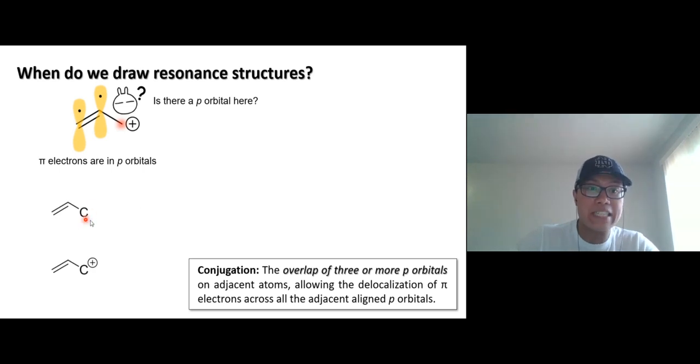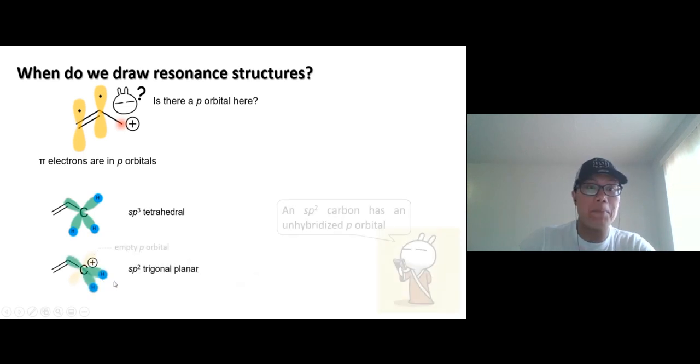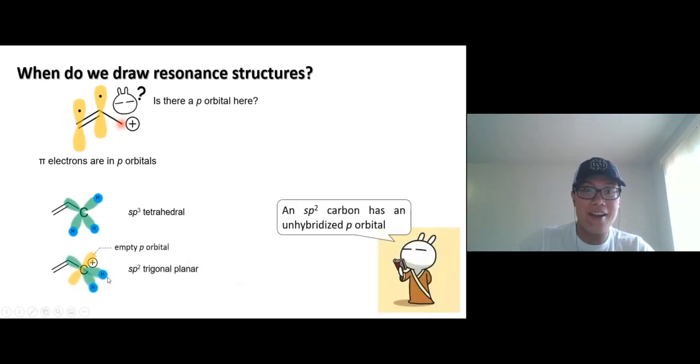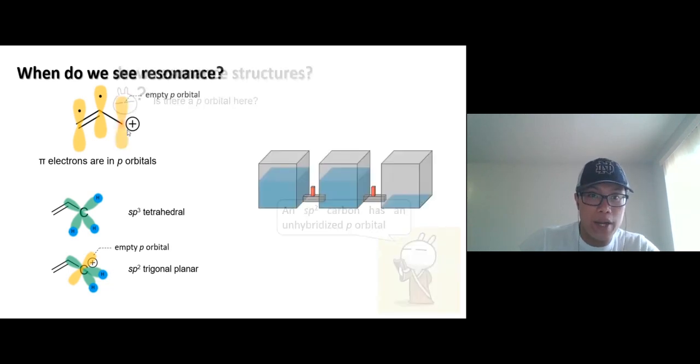A regular carbon is sp3, and there are no p orbitals left, because all 3 p orbitals are used to form the sp3 orbitals. But in the case of a carbocation, this carbon is only sp2, which means it has a p orbital left right there, and it's empty, nothing on it. So I'm going to put a p orbital right here.